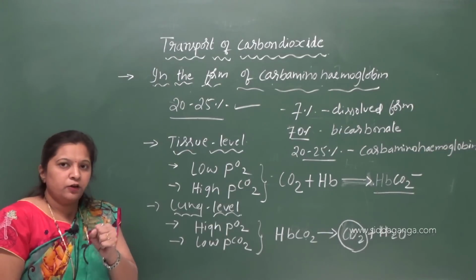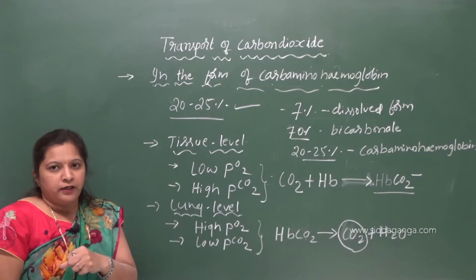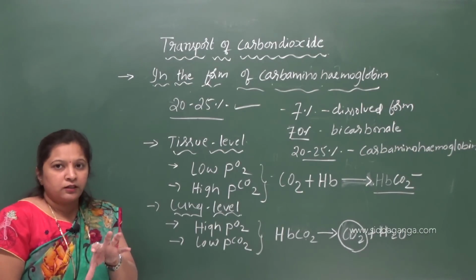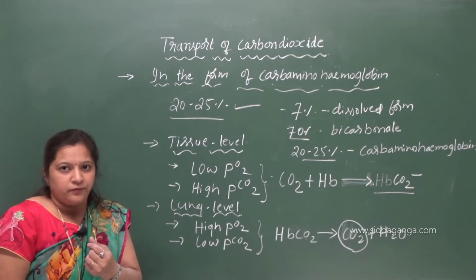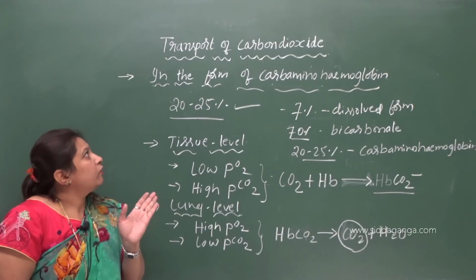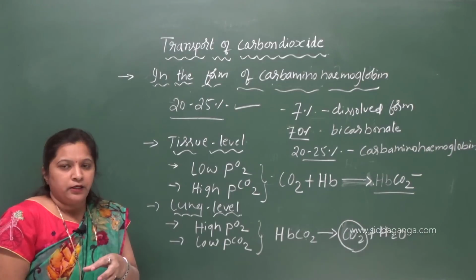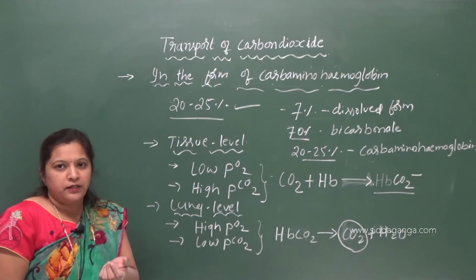The body cells utilize the oxygen for the breakdown of organic nutrients. That step is not explained in this chapter; you will learn it in another chapter that comes under plant physiology. So these are the different steps involved in the process of respiration. In our next video, I am going to discuss the disorders of the respiratory system.